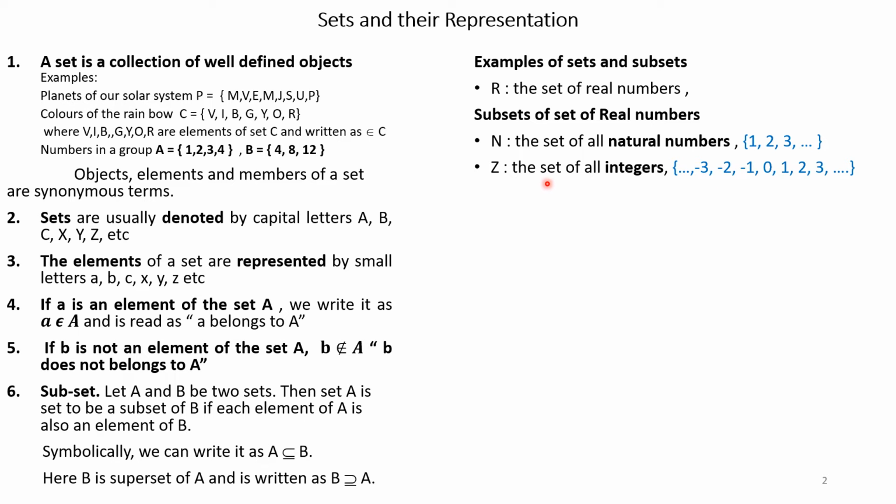Z is the set of all integers. When we say integers, it contains negative numbers, positive numbers as well as 0. So Z is {-3, -2, -1, 0, 1, 2, 3, etc.}, extending from negative infinity to positive infinity, as it is an infinite set. So Z contains positive numbers, negative numbers as well as 0. Q is the set of rational numbers.